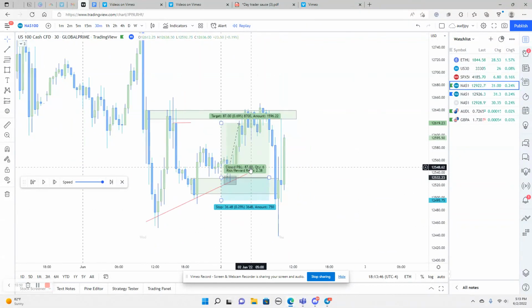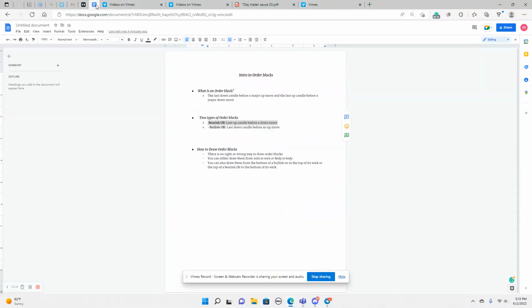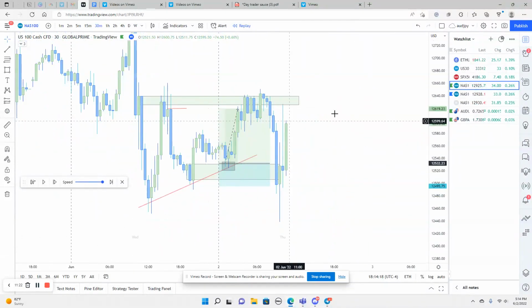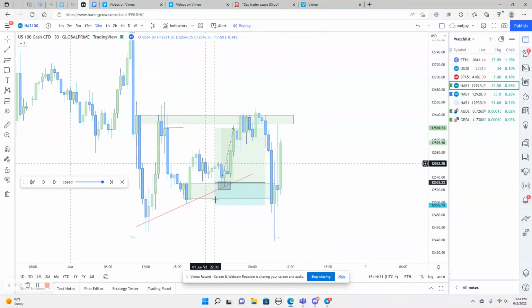All right, so that's pretty much how order blocks work. We went over what is an order block, the two types of order blocks, and how to draw them. And again, there is no right or wrong way to draw the order blocks. You saw you can draw them either from wick to wick or body to body or body to wick. And you can also draw them, like I said, from the bottom of a bullish to the top of its wick or the top of a bearish OB to the bottom of its wick. Back test like I'm doing here and figure out what works for you and really watch those bounces. The rejections can be used for confirmations.